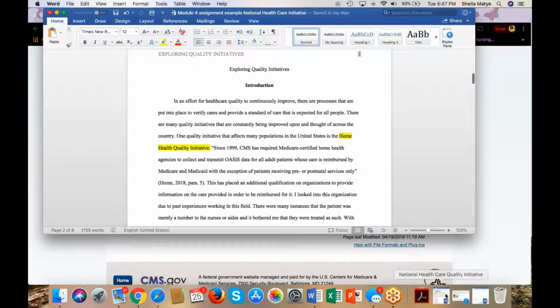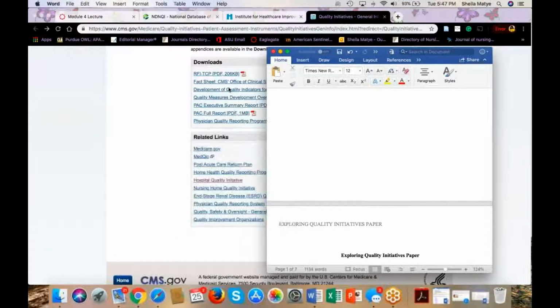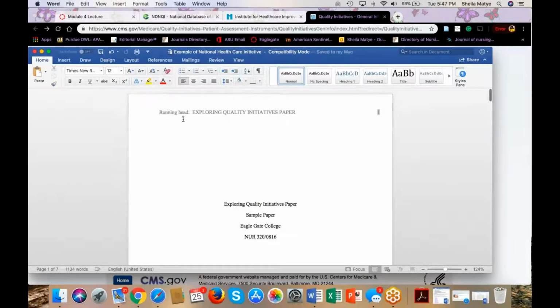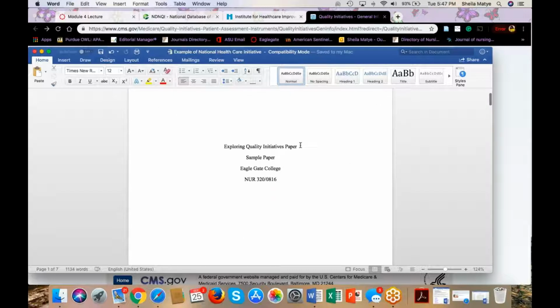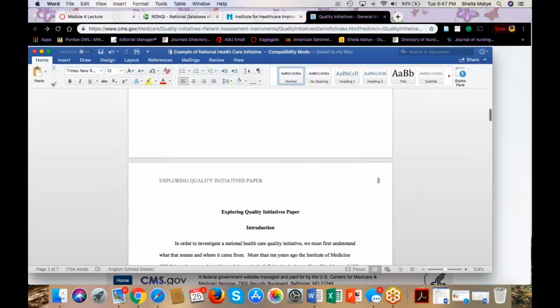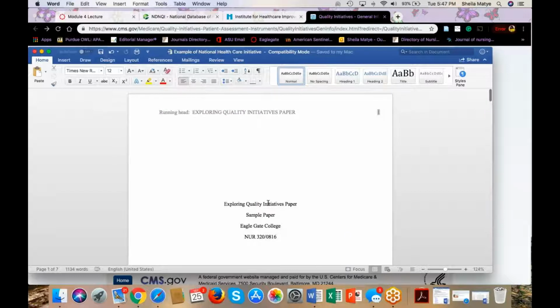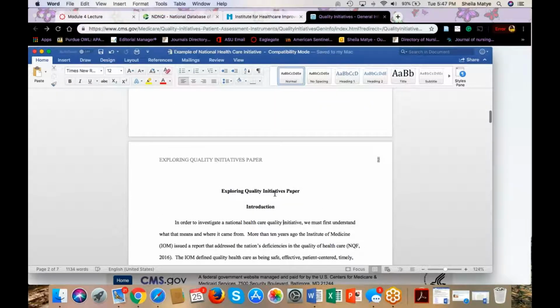Another example that I can bring forward would be this one here. Let me close this one. I can send both of these out. Here is your running head again. Should look exactly like this. Your title, your name, Eagle Gate College. Here's your title brought from your title page. But what's wrong with this title is you don't have the title bolded. It shouldn't be bolded.